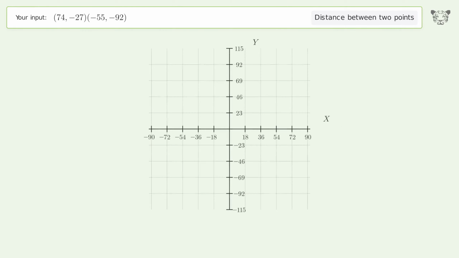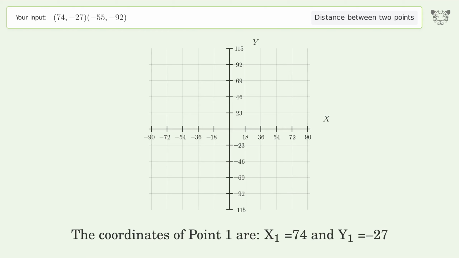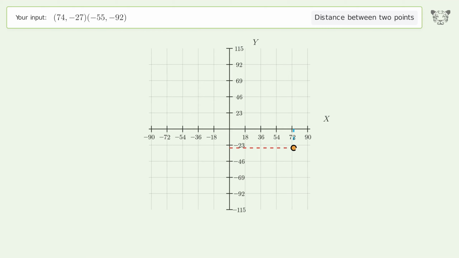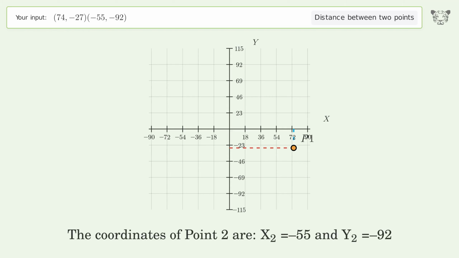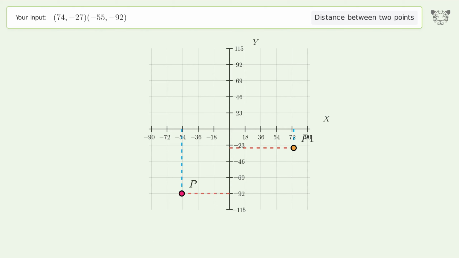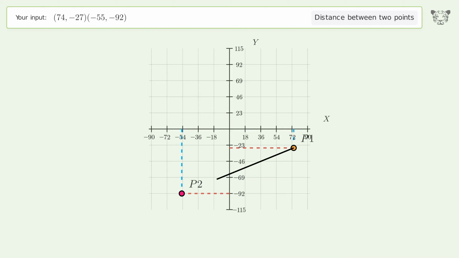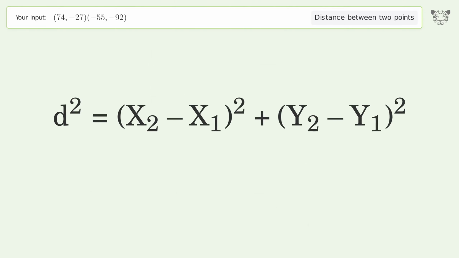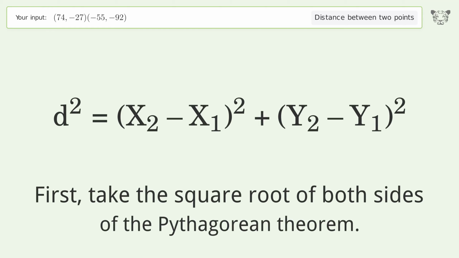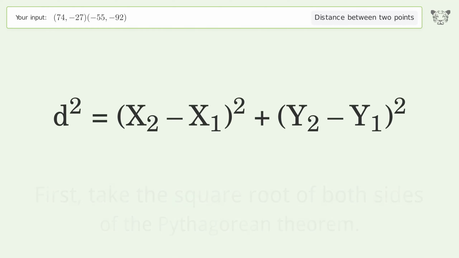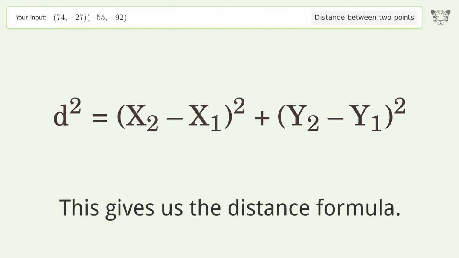The coordinates of point 1 are x1 equals 74 and y1 equals -27. The coordinates of point 2 are x2 equals -55 and y2 equals -92. D is the distance between the 2 points. First, take the square root of both sides of the Pythagorean theorem. This gives us the distance formula.